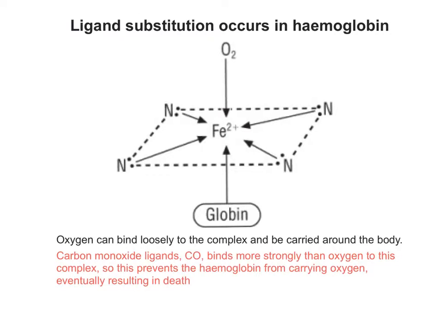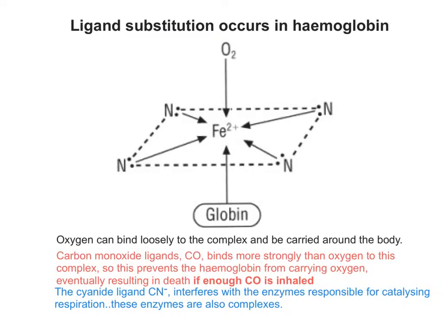But carbon monoxide gas can behave as a ligand. And when we inhale carbon monoxide, it binds more strongly than oxygen to this complex. So this prevents the haemoglobin from carrying oxygen, eventually resulting in death if enough carbon monoxide is inhaled.